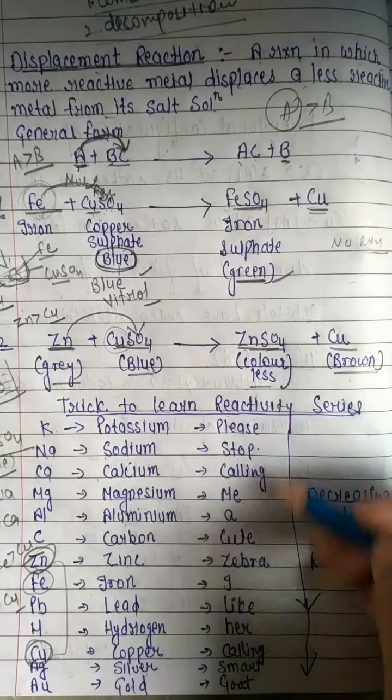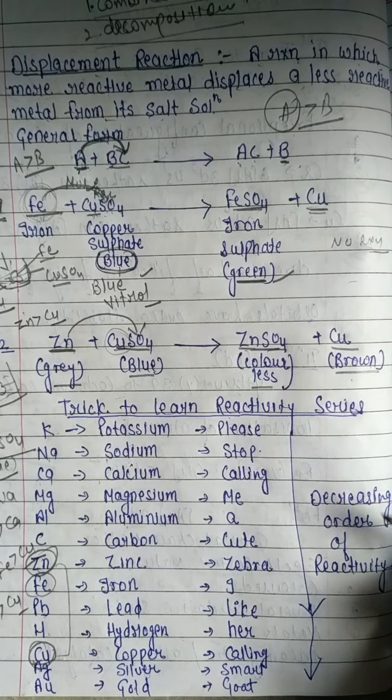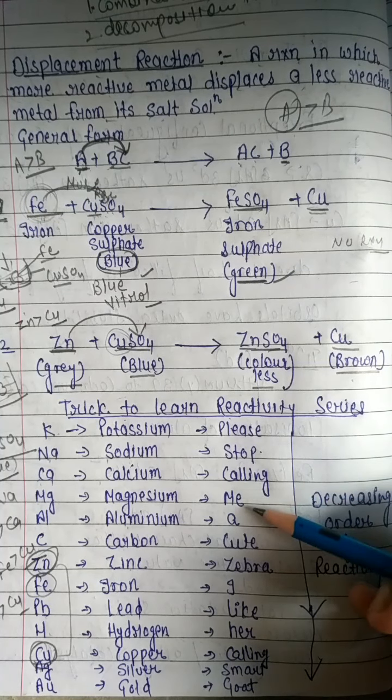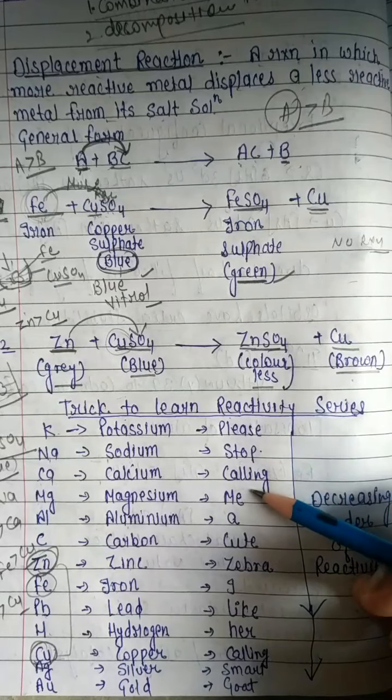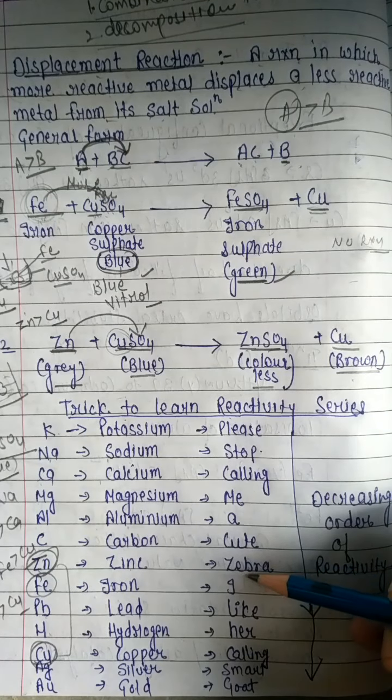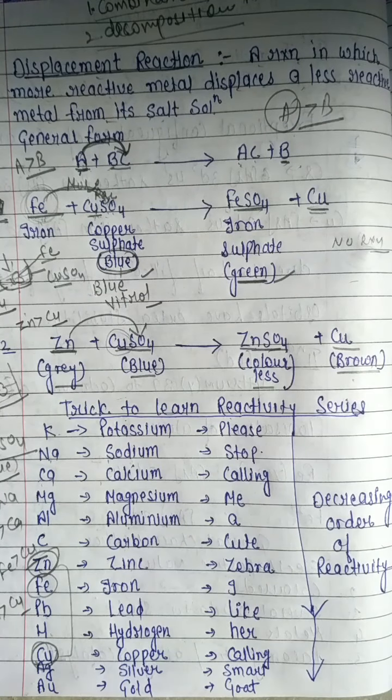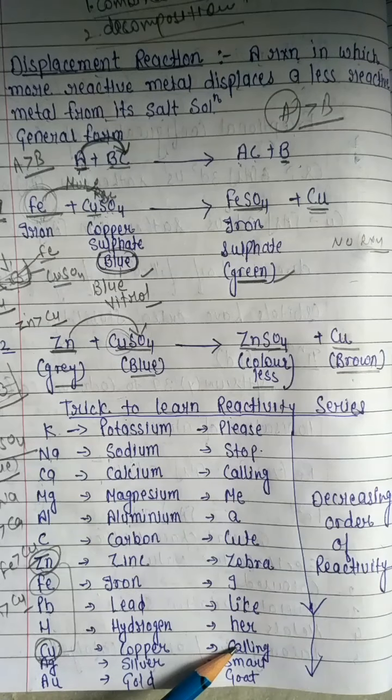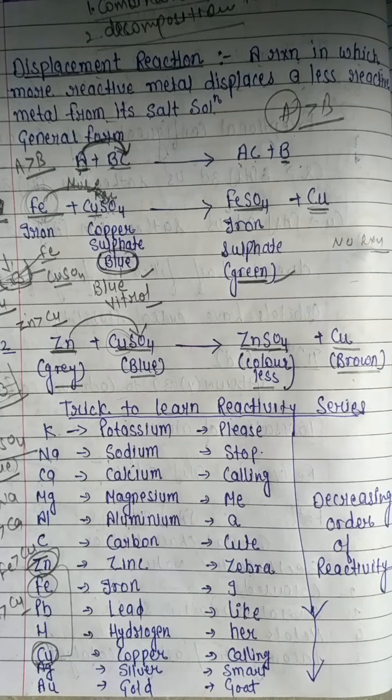Now, how can we remember this reactivity series? There are some tricks. Please stop calling me a cute zebra. I like her calling smart god.